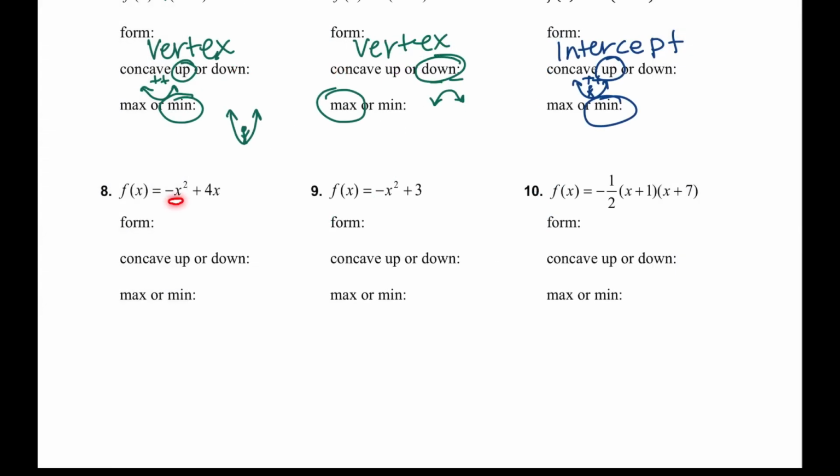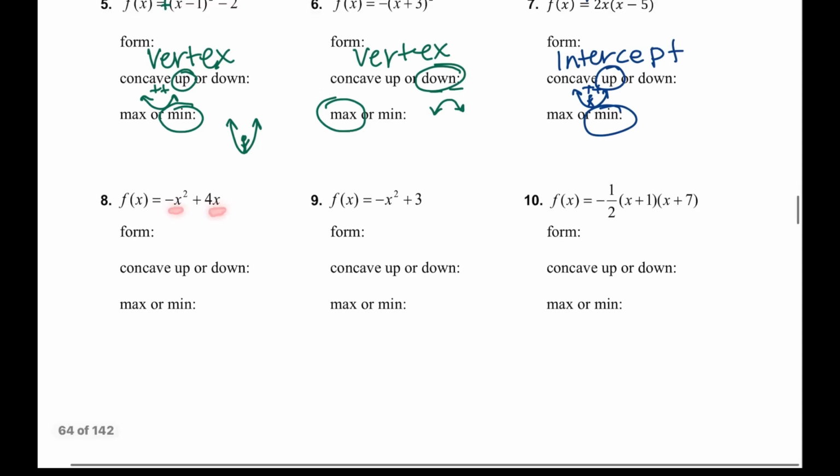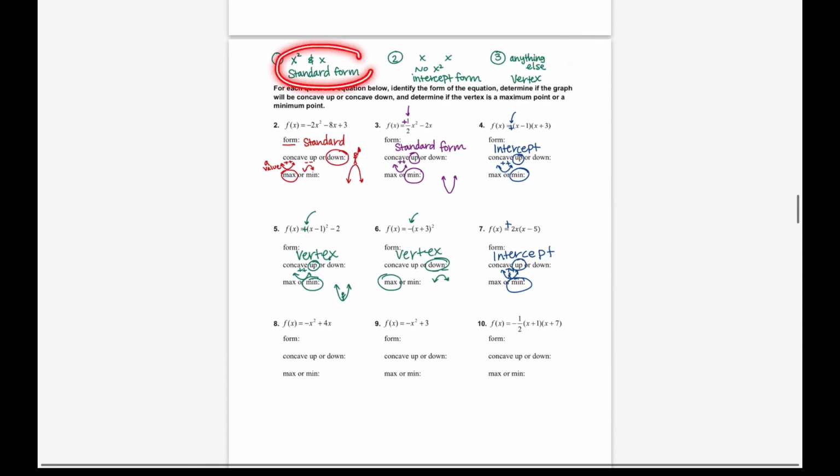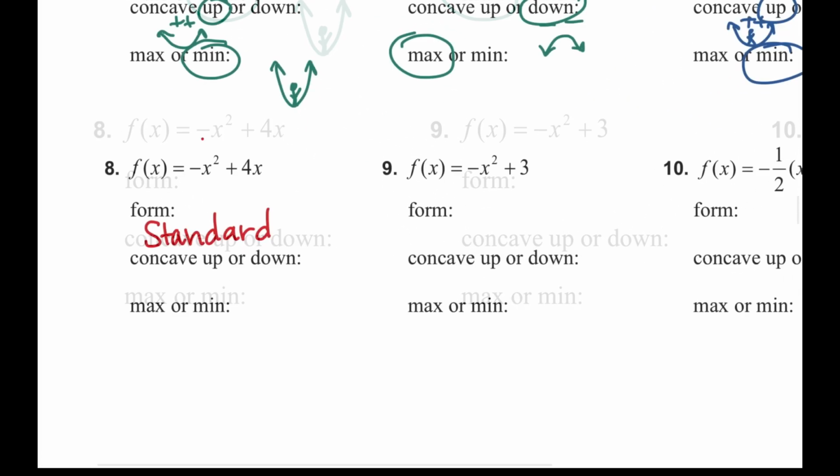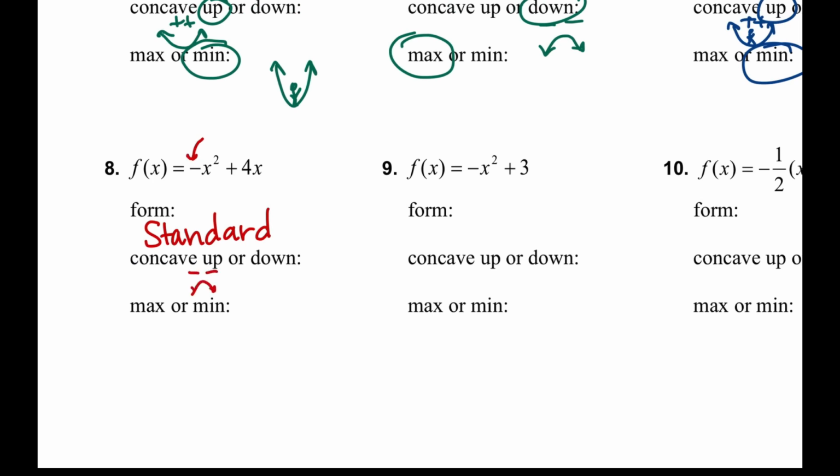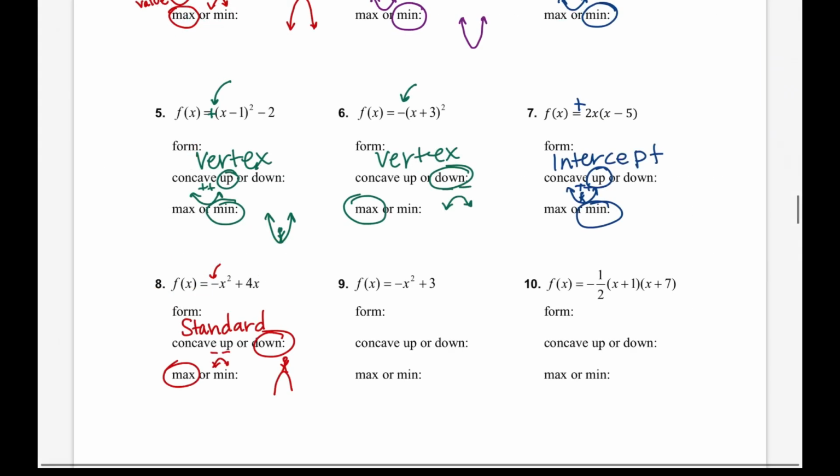Now, whenever you see an x squared and an x, you know that you're going to be in standard form. You have a negative in your A spot. Negatives point down. And whenever you're pointing down, it looks like a mountain, so you're at a maximum point. Now we have an x squared, but we don't have an x to go along with it, so it's not standard form.